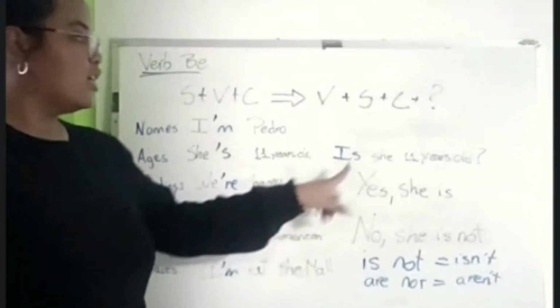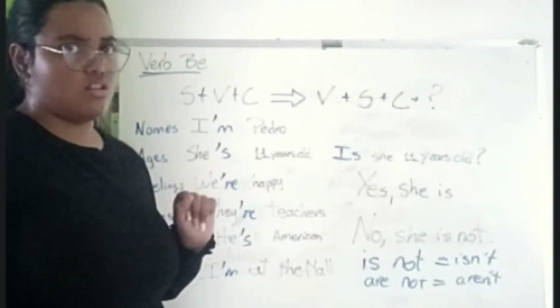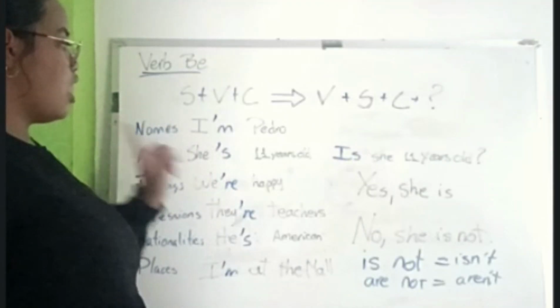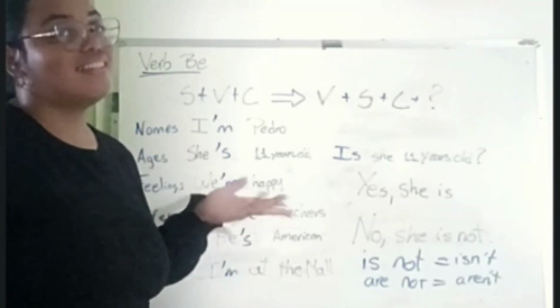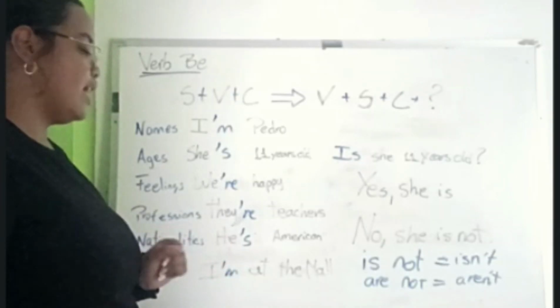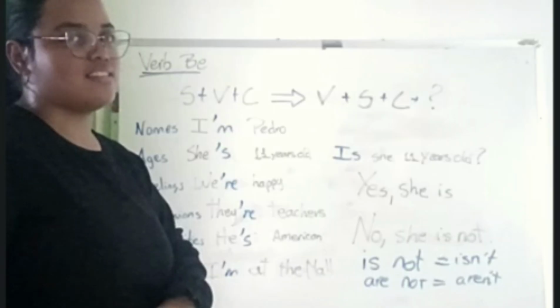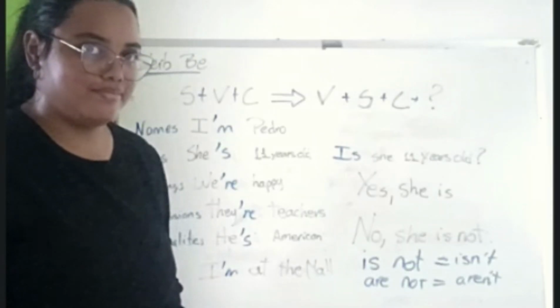So we can say, is she 11 years old? Yes, she is. No, she is not. Are you happy? Yes, we are. No, we aren't. Is he American? Yes, he is. No, he isn't. No, he is not.